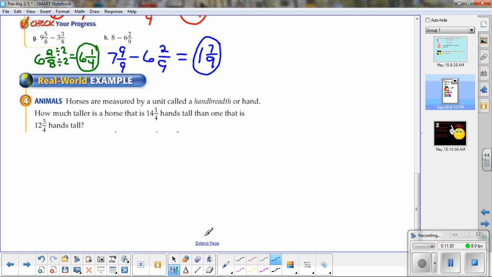Our last example says horses are measured by a unit called a handbreadth or hand. How much taller is a horse that is 14 1/4 hands tall than one that is 12 3/4 hands tall? If you want to know how much taller one is than the other, we're going to find the difference between the two. So the problem we're going to solve is 14 1/4 minus 12 3/4.